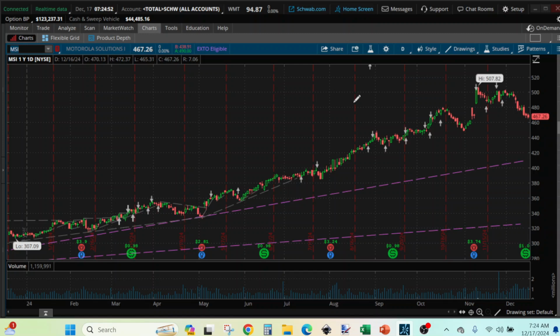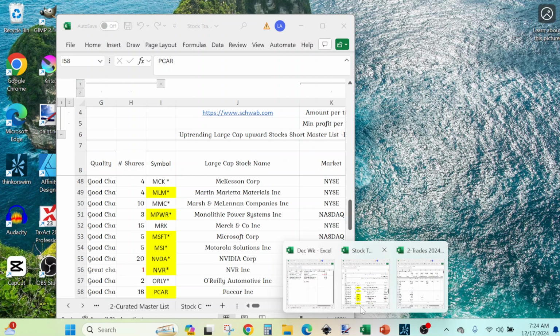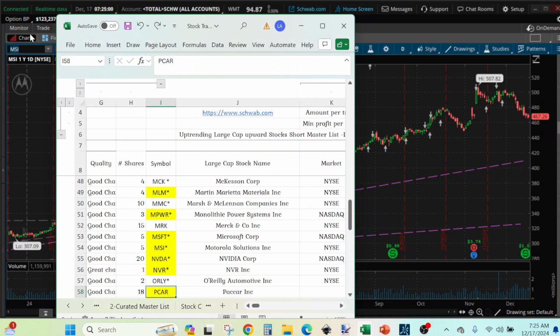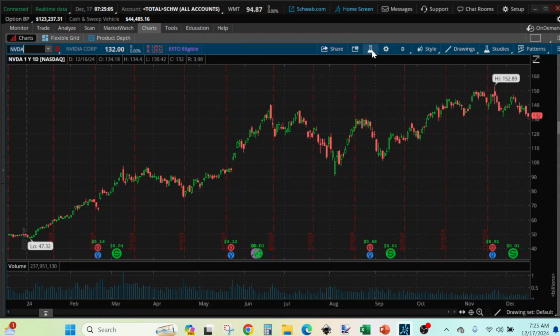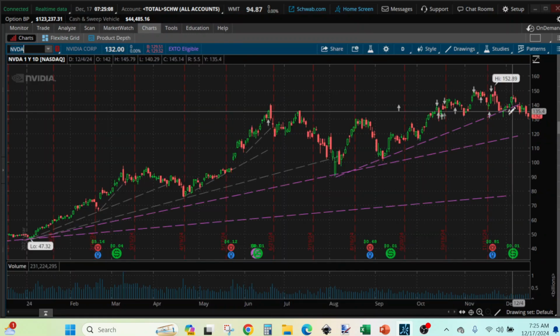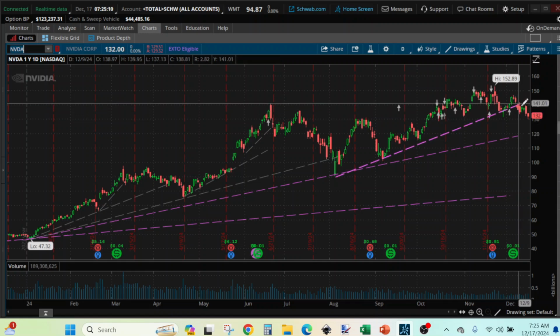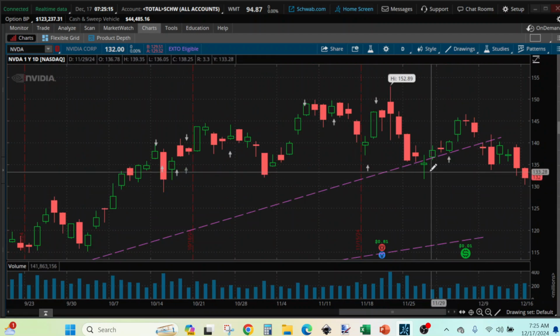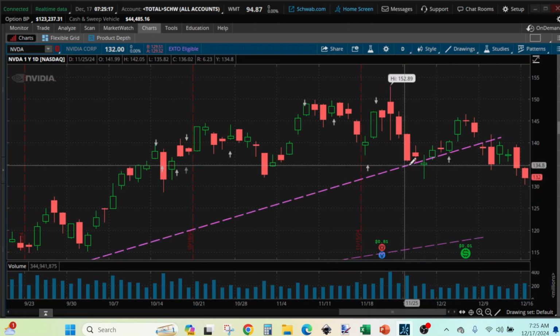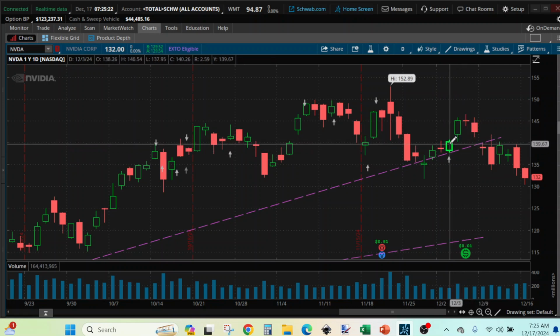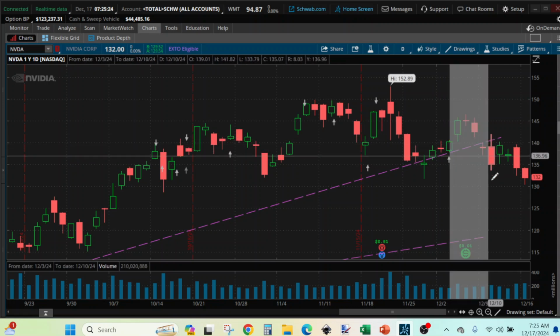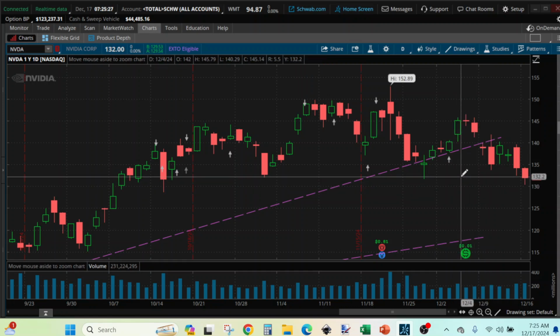MSI, and MSI we like to buy, that line is nowhere near it just yet, and we have some already. NVDA, so NVDA we bought it at that line, and you can see we do have the price following the trend line by the time we got in, but you see it turned around and went below it, so it can happen.